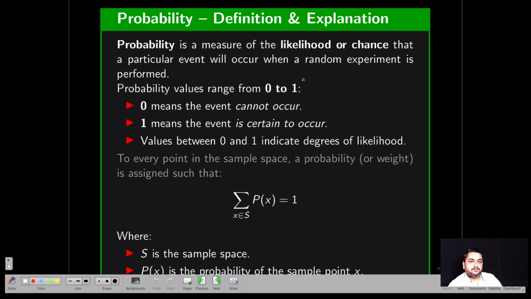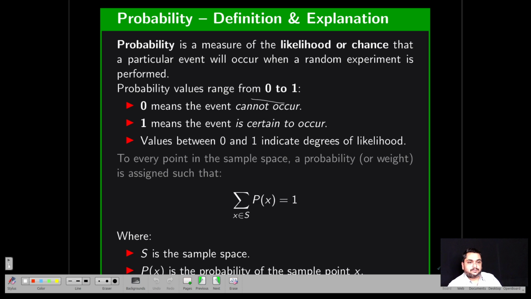Next, we have understood the concepts of random experiment, sample space and event. We will now define the probability. What is probability? In general, we say chance of occurring. Probability is a measure of likelihood or chance that a particular event will occur when a random experiment is performed. So throwing a die is a random experiment. Now getting an even number is an event that I want to observe. So the likelihood of getting an even number on a die rolling experiment is a probability. This is how you define it.